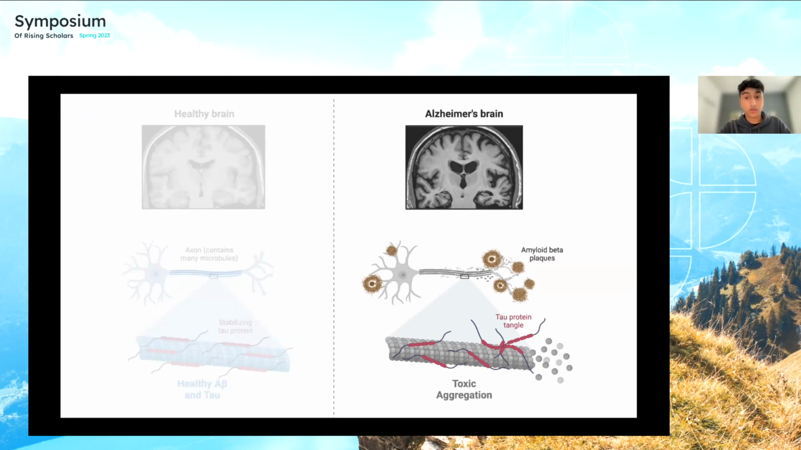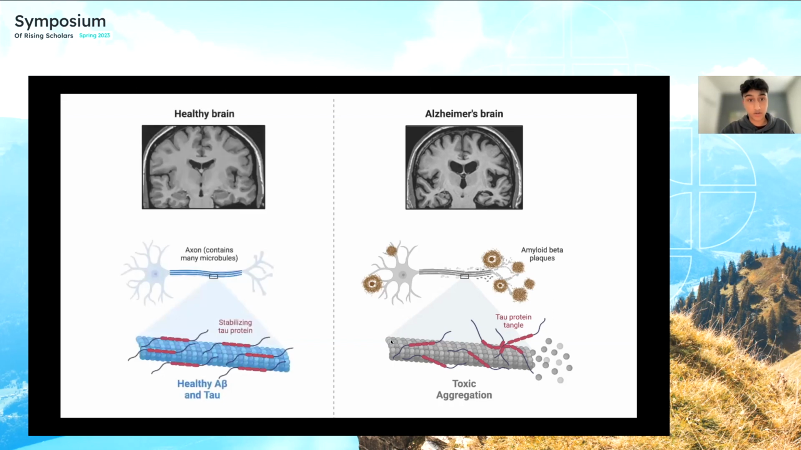Because axons are really important for allowing action potentials and neurotransmitters to travel down from the soma, or body, of the neuron all the way down to the synapses, when these axons get disrupted, neural transmission gets disrupted, and eventually it leads to neurodegeneration.